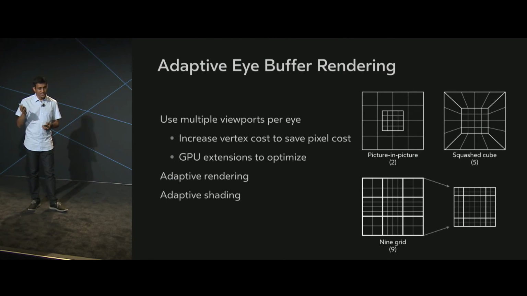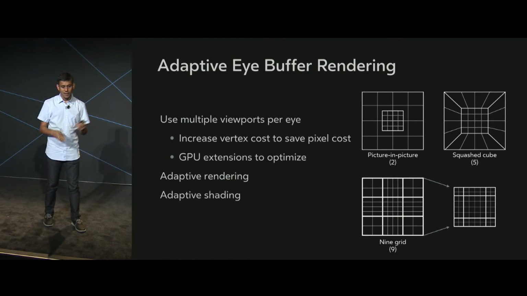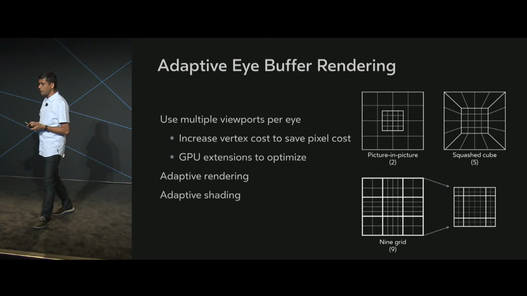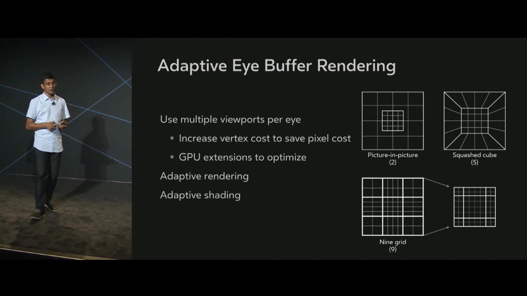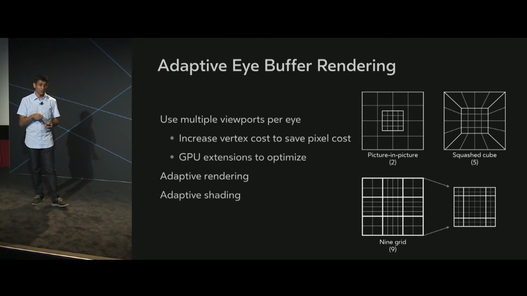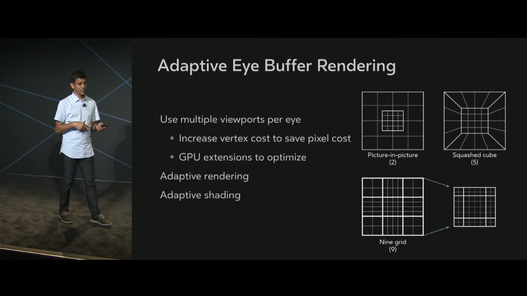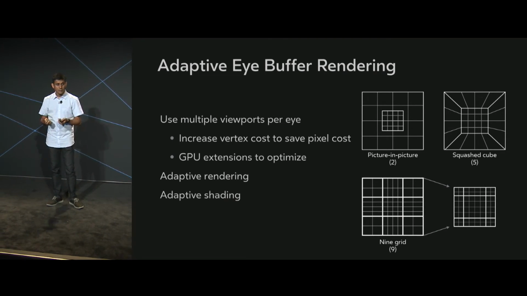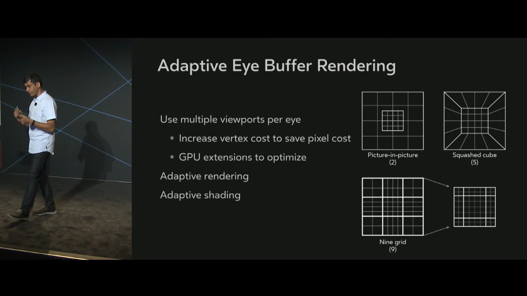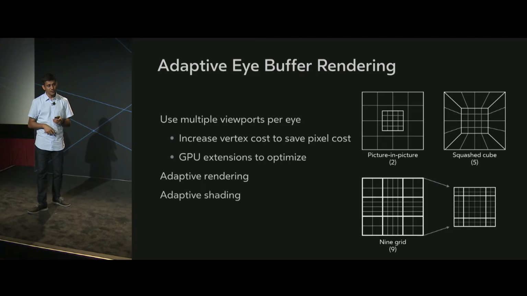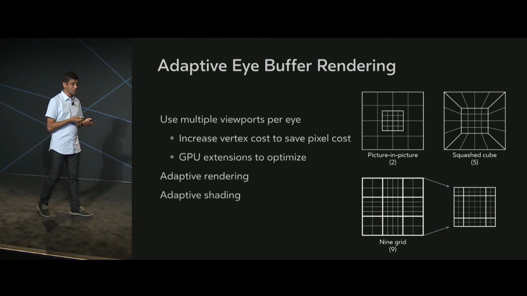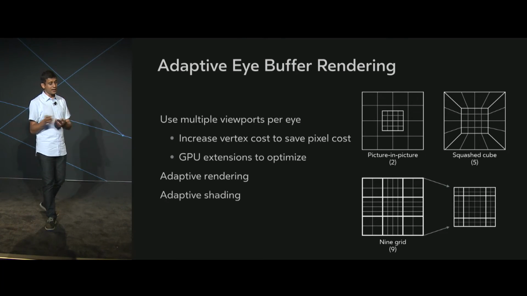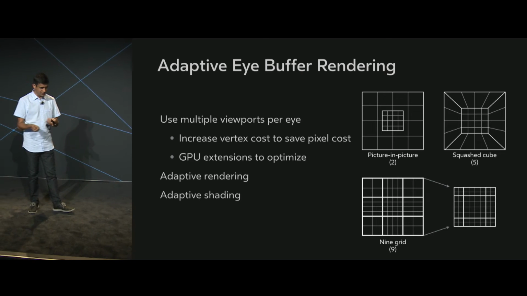Then there's a whole bunch of other stuff that we're looking at, and I'm by no means going to do an exhaustive list of that. We're looking at techniques to better utilize the GPU power on the parts of the pixels that matter most and not on the periphery where we are undersampling anyway. There's a range of techniques that one can do to basically have different levels of rendering on different parts of the eye buffers. One class of techniques is to just use multiple viewports per eye, and these are just ways of trading off increased vertex cost to save pixel cost.